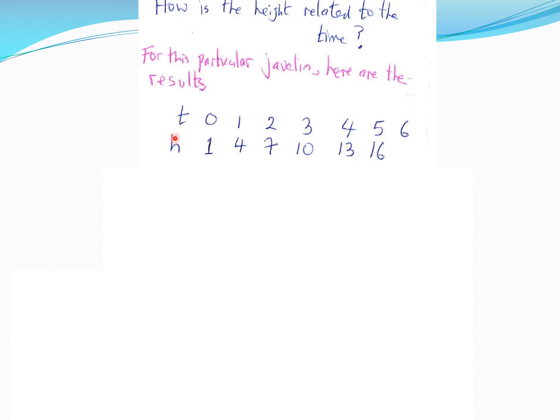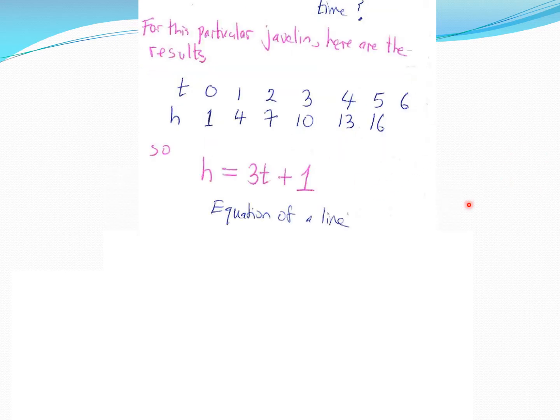So the height depends on the time. We call the time the independent variable, whereas the height depends on the time. After a particular time, the height of the javelin has reached a particular figure. In this case, it's fairly easy to observe what's happening. The gaps are 3 each time, and the initial height was 1. So effectively, h is equal to 3t plus 1. It doesn't matter what time you pick. Let's pick 4, for example. The time is 4. 3 4s are 12, plus 1 is 13.